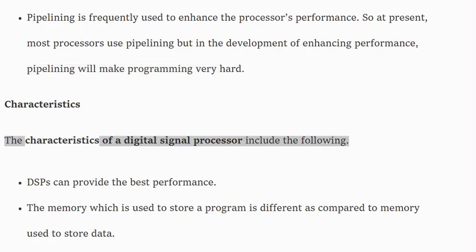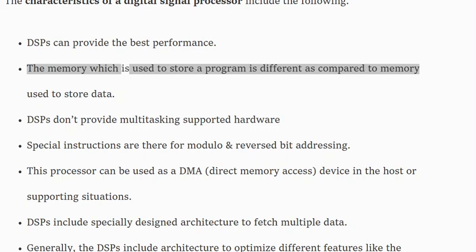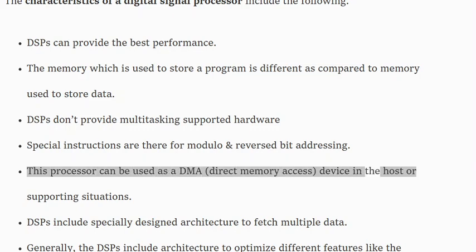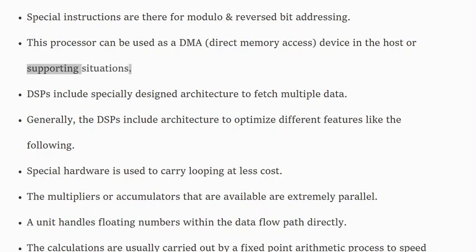Characteristics. The characteristics of a digital signal processor include the following. DSPs can provide the best performance. The memory which is used to store a program is different from the memory used to store data. DSPs don't provide multitasking supported hardware. Special instructions are there for modulo and bit-reversed addressing. This processor can be used as a DMA (direct memory access) device in host or supporting situations.